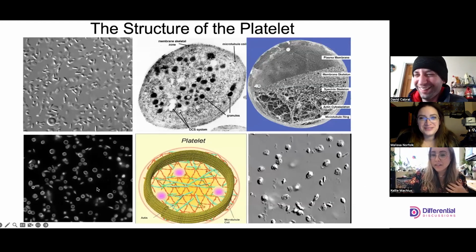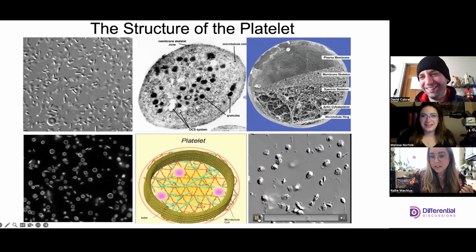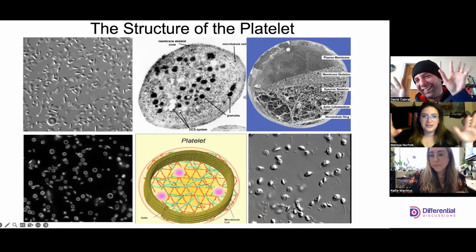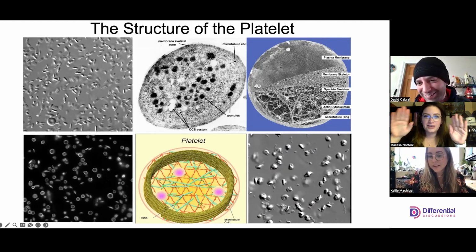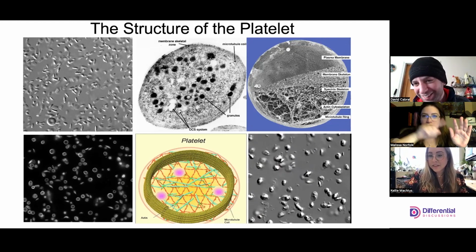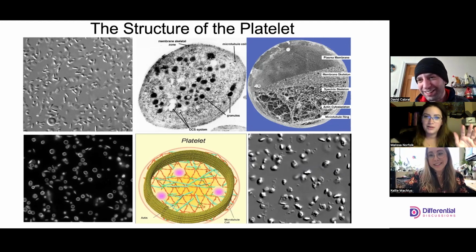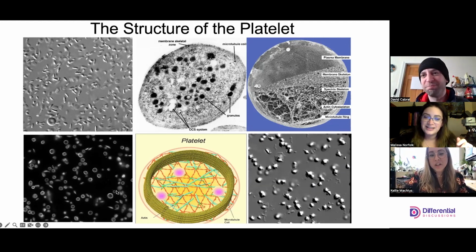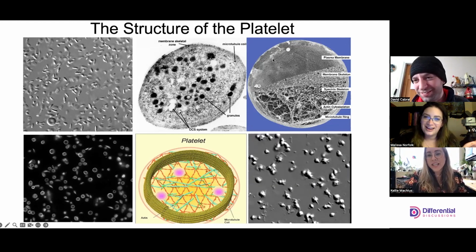One more question for you. On the other slide, in that video, when the platelets become activated, they spread out and you can kind of see, oh, look, it's right there. You can see something form around them. What is that?